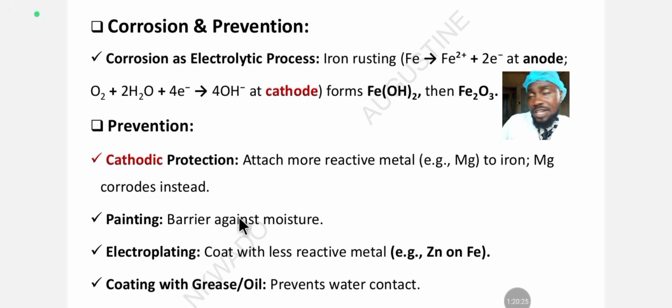So another method of preventing iron rusting is painting the iron. Painting can serve as a barrier. That's why if something rusts, they carry paint and paint it to serve as a barrier. That's why they paint gas cylinders, okay, to prevent corrosion, or to limit the possibility of corrosion.